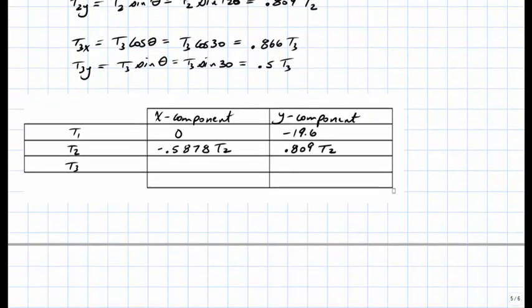Finally, for T3, the x component equals 0.866 times T3, and the y component equals 0.5 times T3. Now, in the last row, what we're going to enter is the fact that, according to the rules of static equilibrium, if we add up all the x components, noted as the sum of the forces in the x, these three components must add up to zero. And likewise, if we add the forces in the y direction, they must add up to zero as well. So that'll be the next step that we pursue.